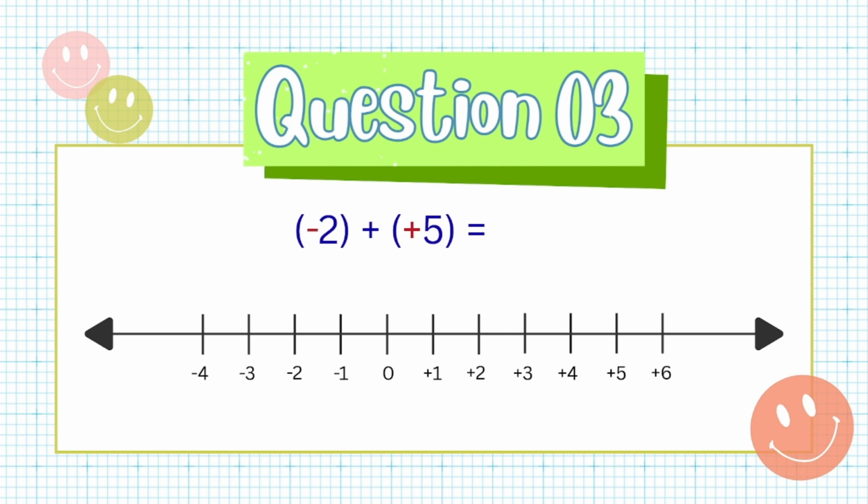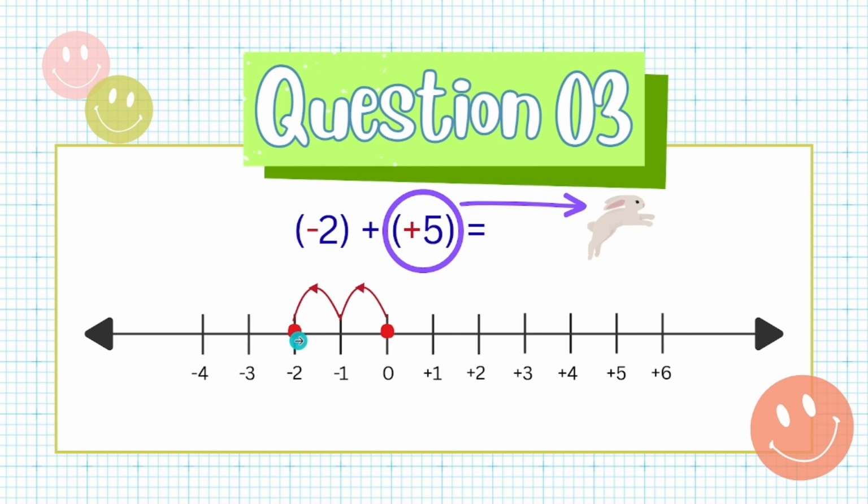Minus 2 plus 5. First step, mark 0. What is the next first number? That is minus 2. Sign is what? Sign is minus. That means jump towards left. How many hops? 2. So you have to jump 2 steps towards left. Okay, let's jump. I have jumped 1 and 2 towards left. So I have marked this minus 2.